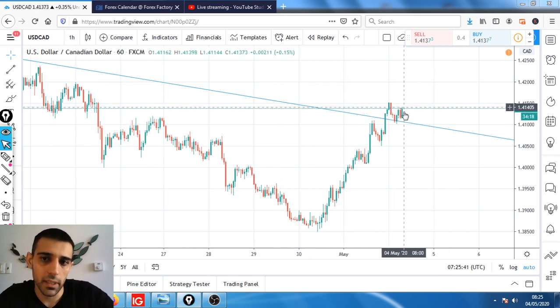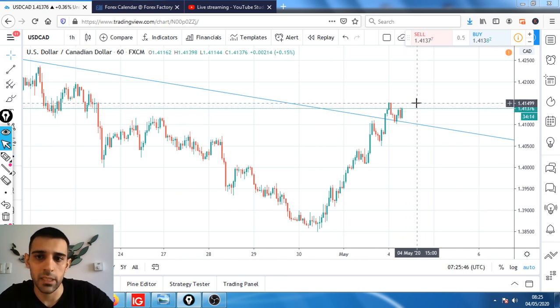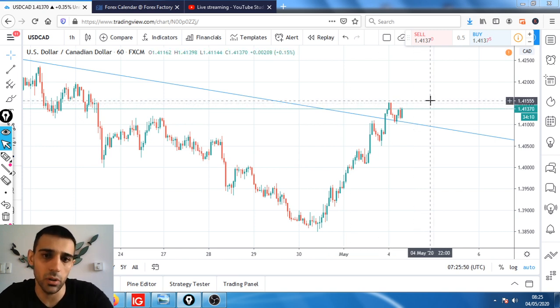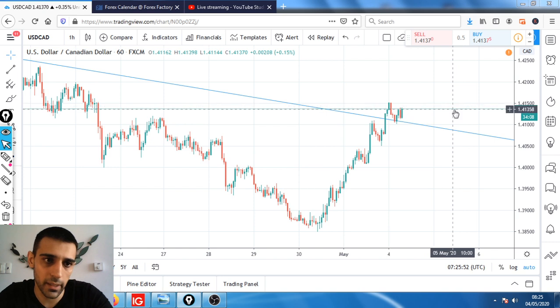So first it needs to do that. It can do this candle or the next candle, but the price has to come up to this level and close nicely, a strong close. That's what we need to look for. Then a retracement down to this 141.30.